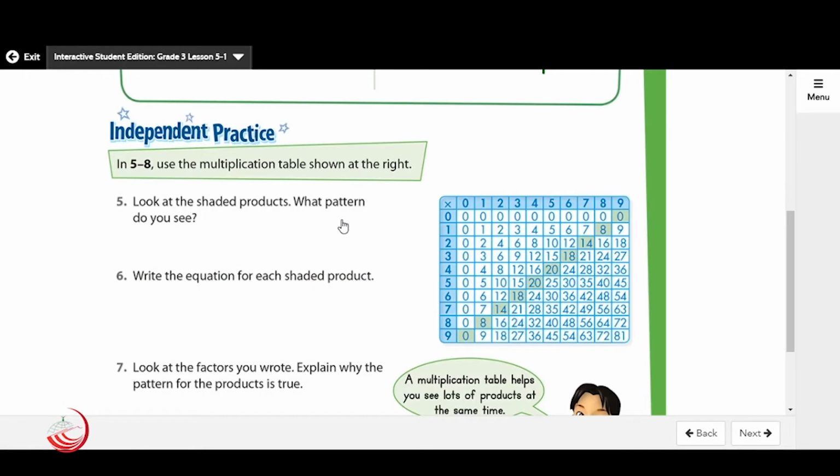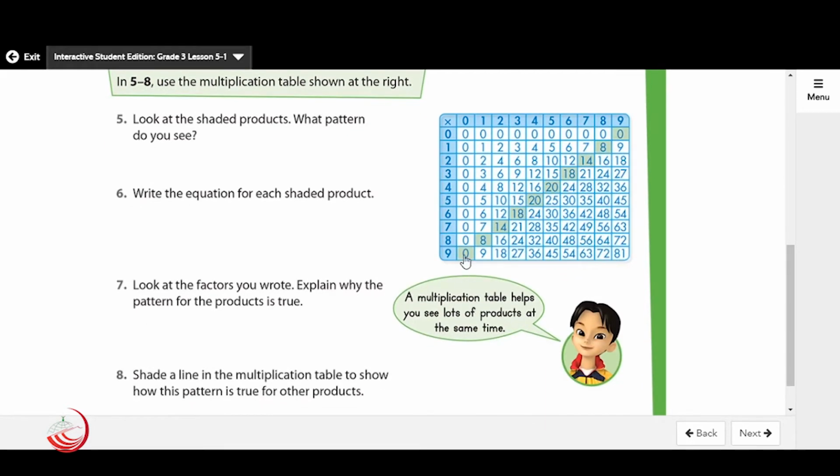Now, number 5. Look at the shaded products. What pattern do you see? Okay, let's see our observations here. 0, 8, 14, 18, 20. Then 20, 18, 14, 8, 0. So what can I say? I can say that each product appears twice. 0 here appears once and there appears twice. 8 here, 8 there. 14 here, 14 there. Alright, so each product appears twice.